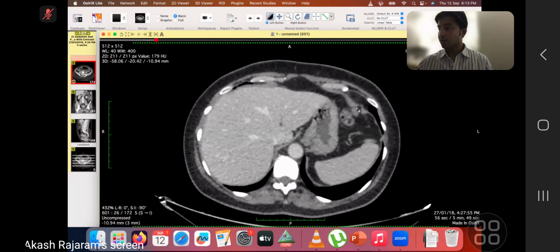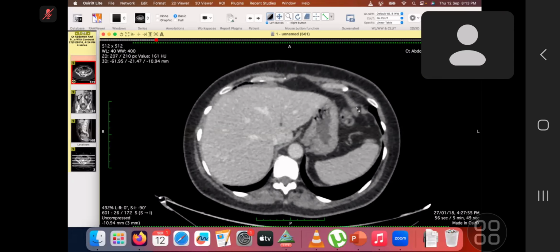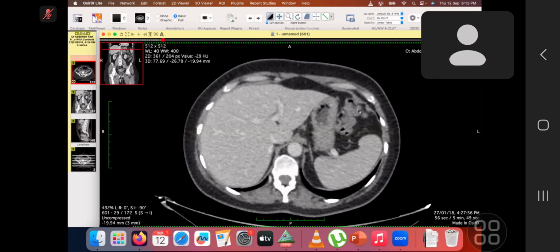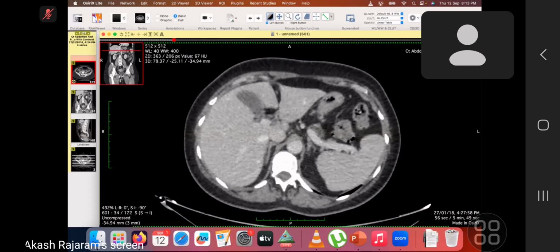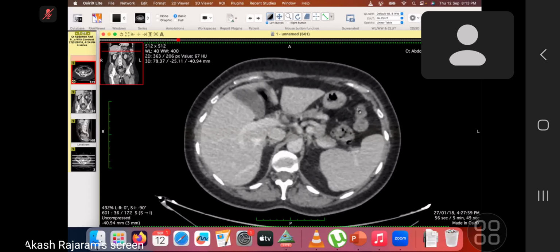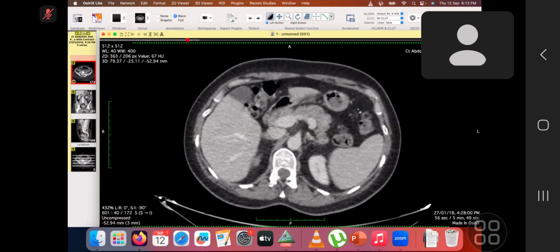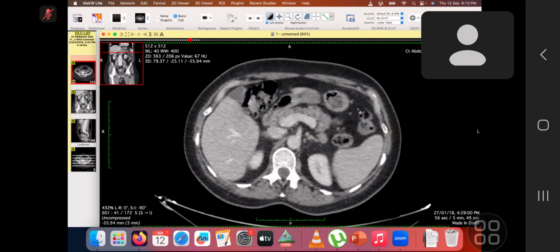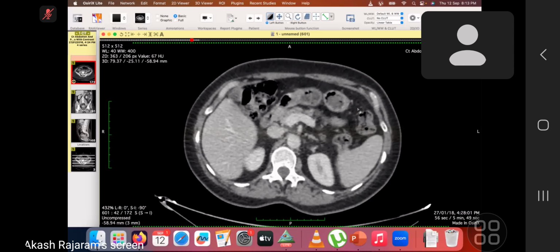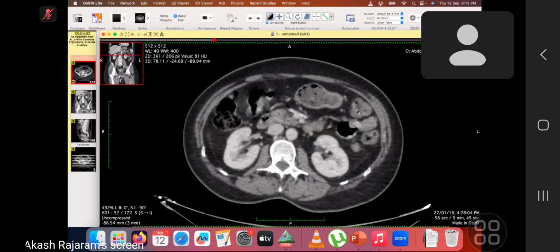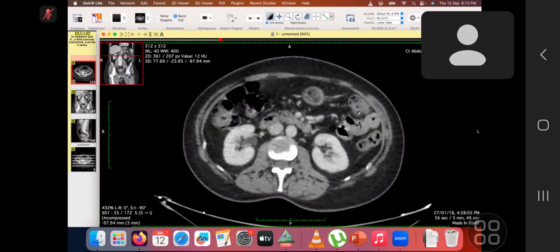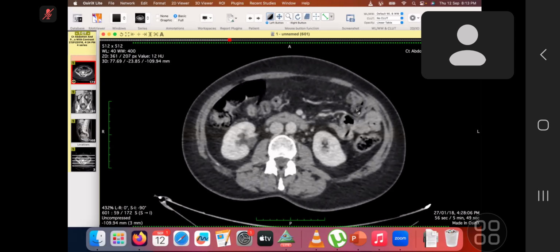You can start scrolling. I'm presented with the CT abdomen with IV contrast, arterial phase. I will scroll through the images and then comment on findings.